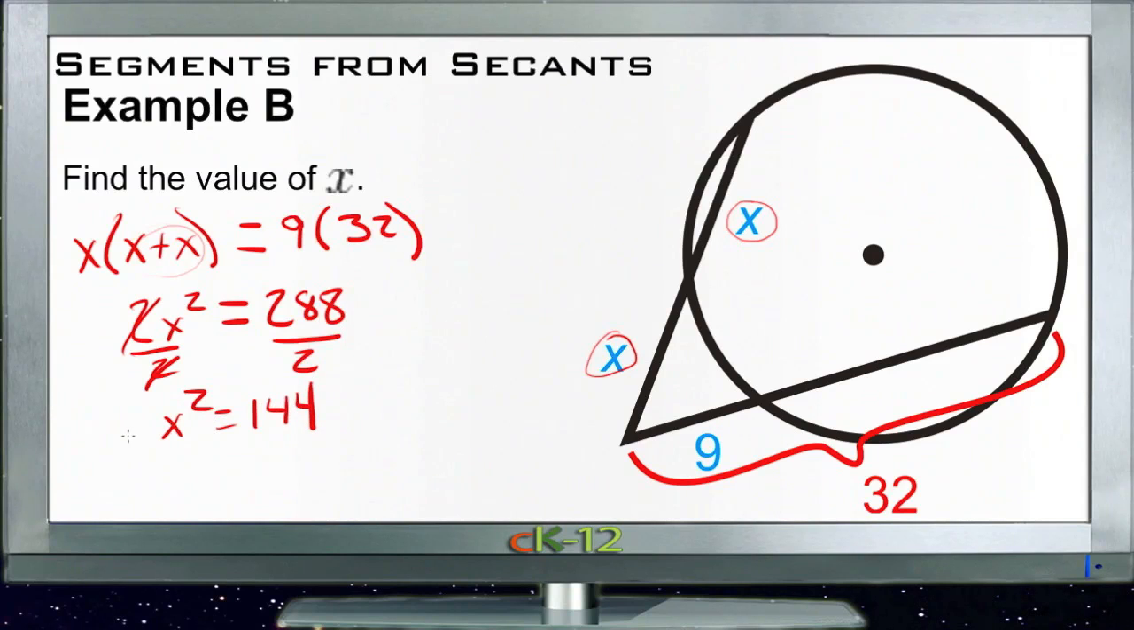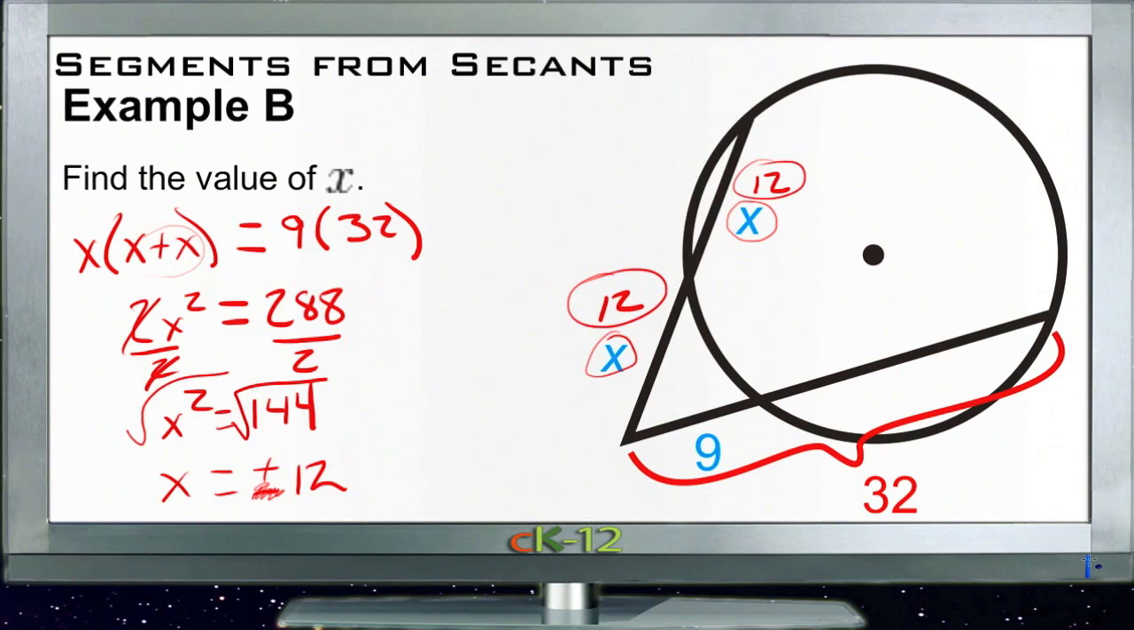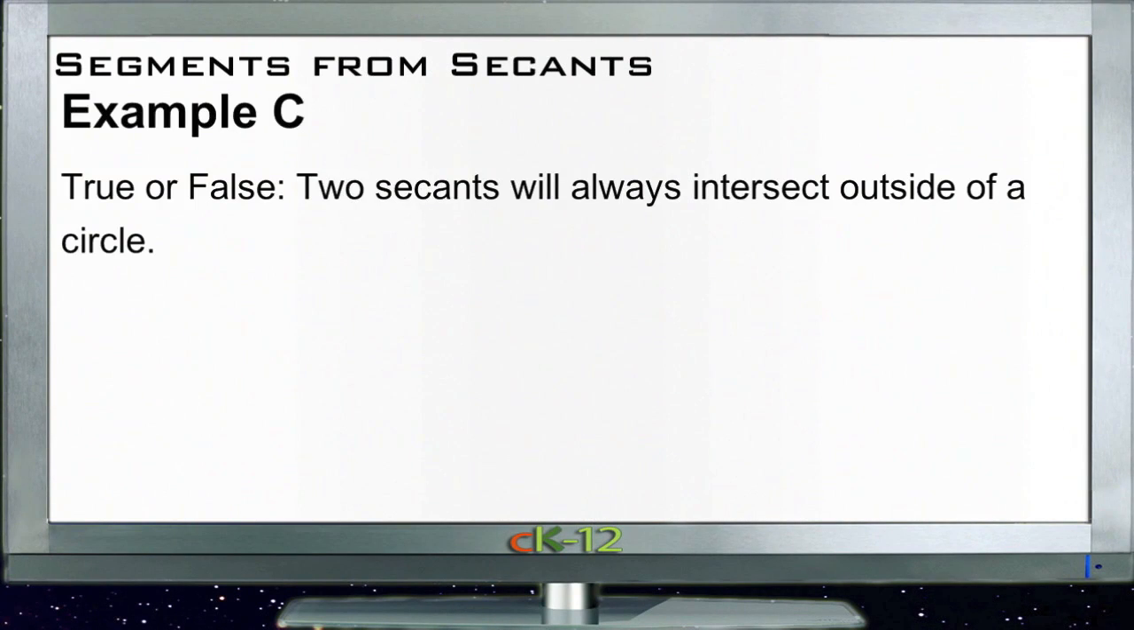Well, if x squared is 144, then we can take the square root of both sides, and we get x is plus or minus 12, because whether it's positive 12 squared, it's 144, or negative 12 squared, it's 144. So x would have to be positive or negative 12. Now, obviously, since these lengths can't be negative lengths, we know that the negative value wouldn't work. So our value for x is 12, and both of these lengths are going to be the same. All right, and then example C.